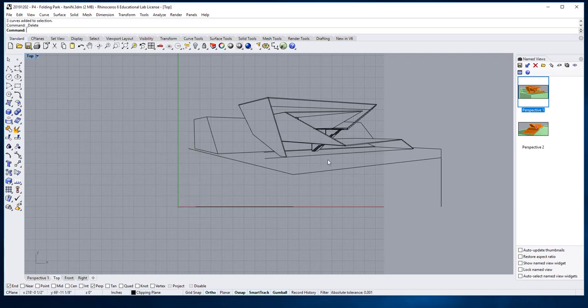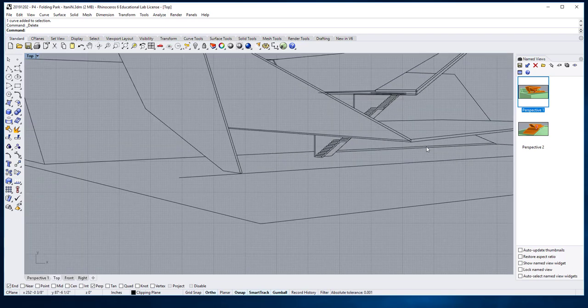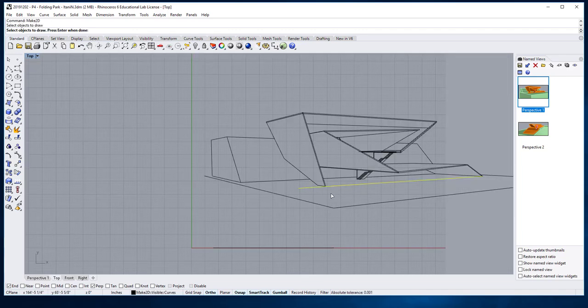And I would also delete that floor line in the back. You really don't need it. It's confusing the project a bit. I'm going to delete that line. Okay, I think that's a little bit cleaner.